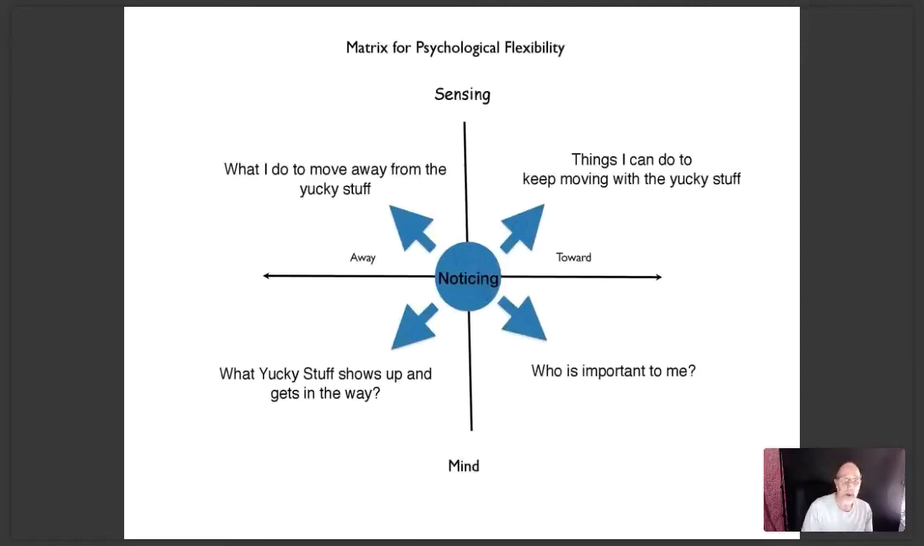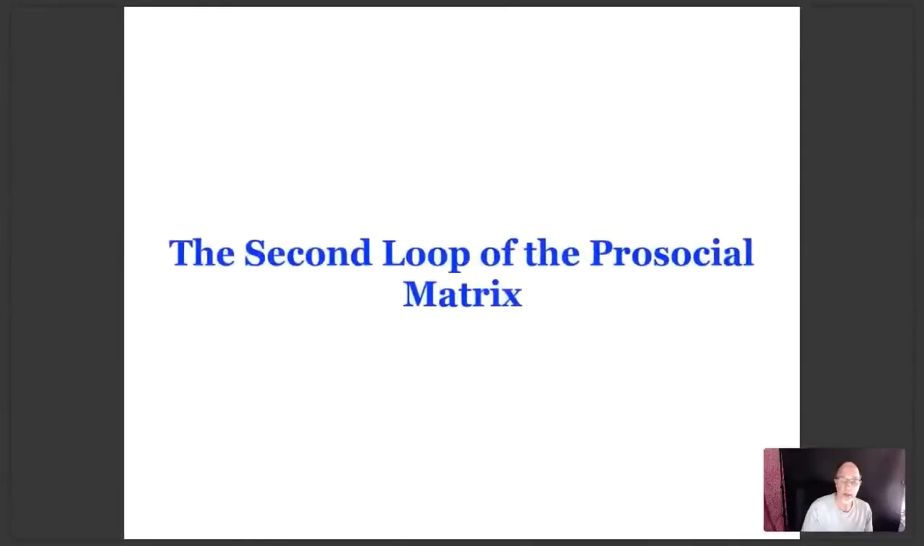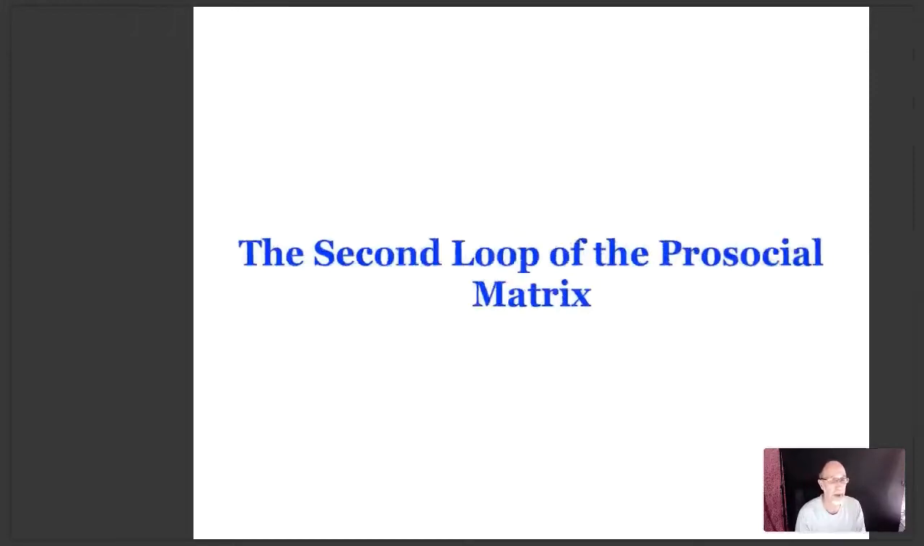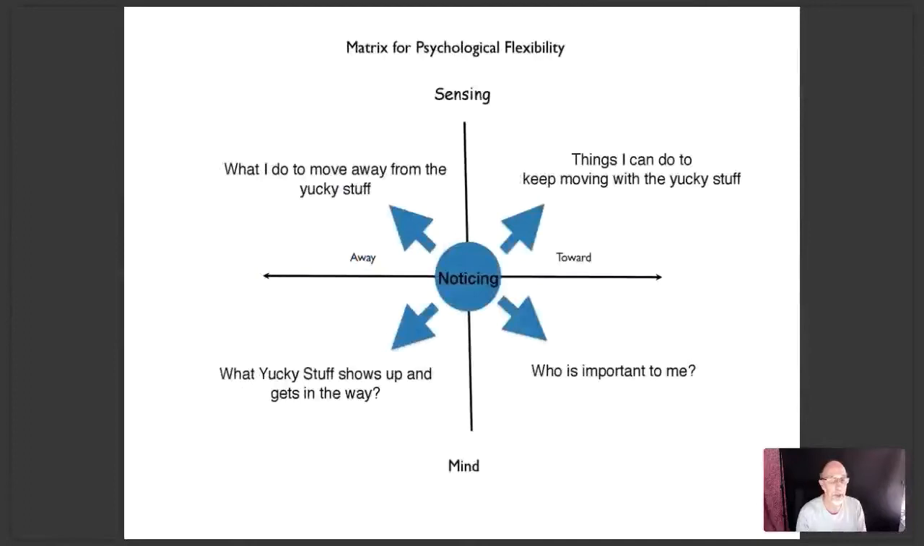So let's move on. So the next thing we're going to be looking at is, once we've gone through that first loop, we're going to be now coming into the second loop. We're ready to run through the second loop. Now, the first loop we just did for what we call psychological flexibility. And that's back here, right? Psychological flexibility, I'm going to just back up here a bit, is really this noticing. We're noticing who's important to us. We're noticing the yucky stuff that shows up that gets in the way. Noticing the stuff that we do to move away, and also noticing the stuff that we want to do to be able to move toward.